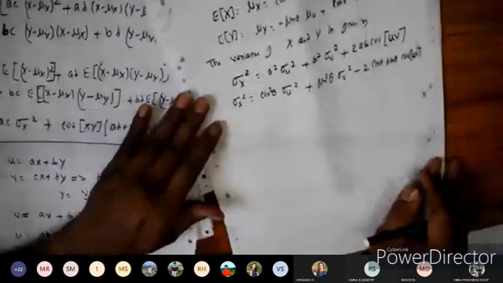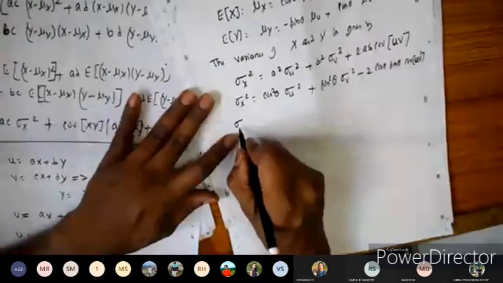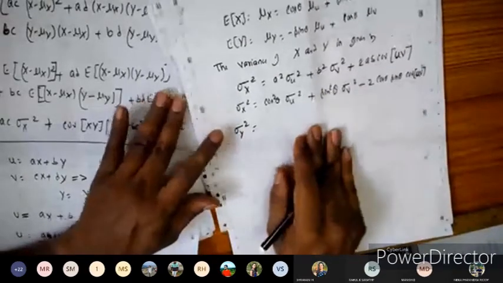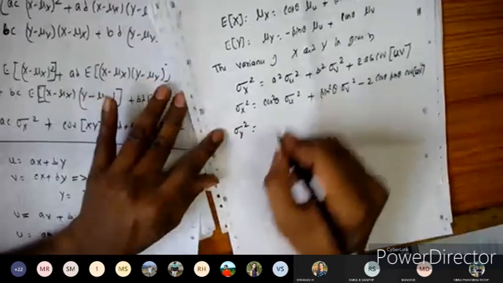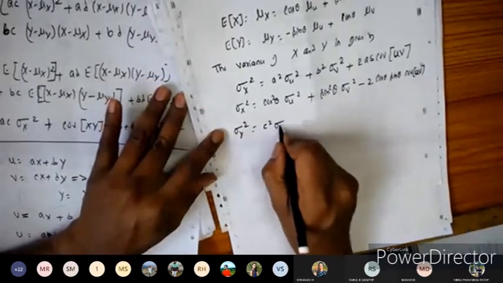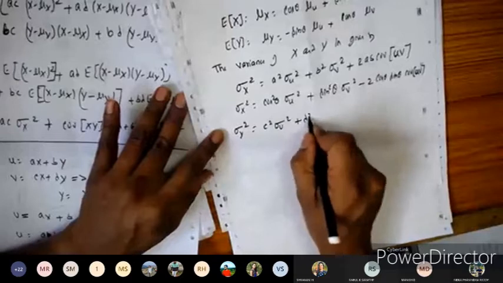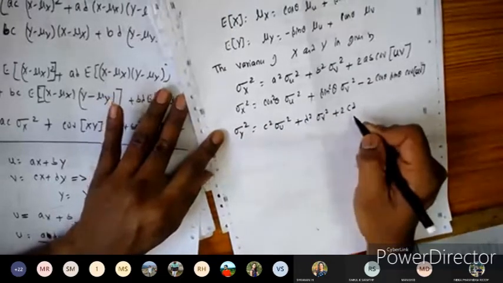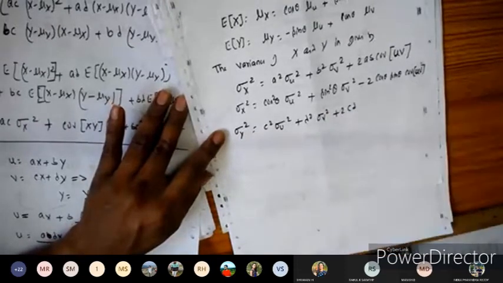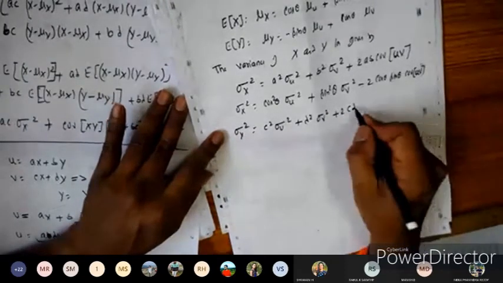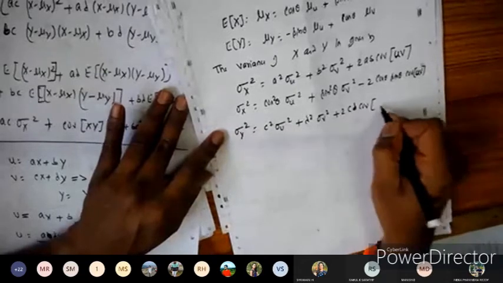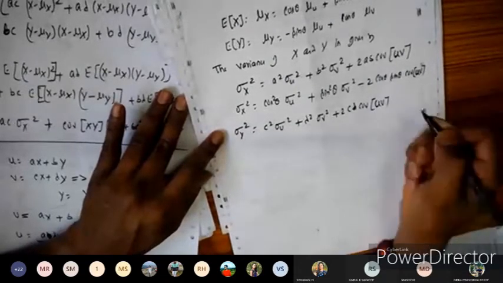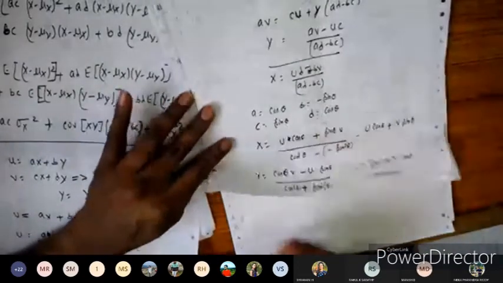Done. So in a similar way we can write the variance for the random variable y in terms of the transformed random variables. First I'll write that one. So c square into sigma u square, plus d square into sigma v square, plus 2cd into covariance of u and v. C is nothing but sin theta, d is nothing but cos theta. So let us substitute here.